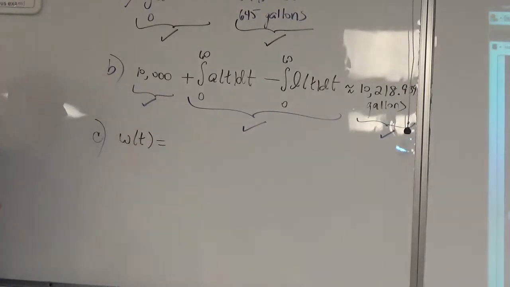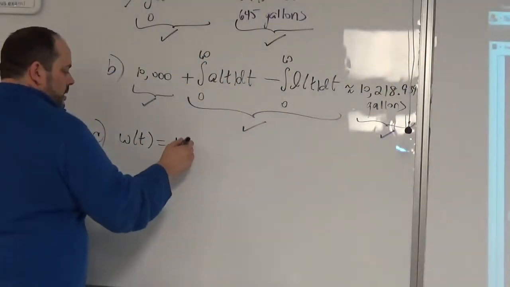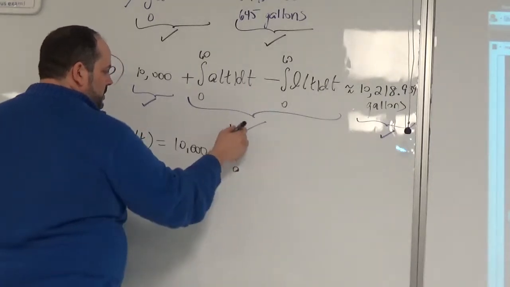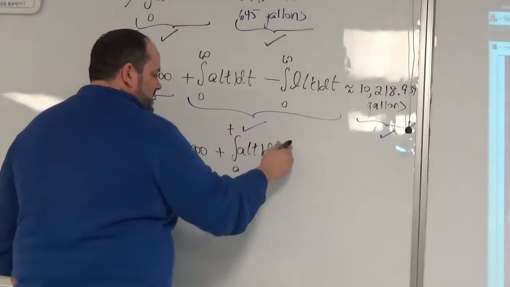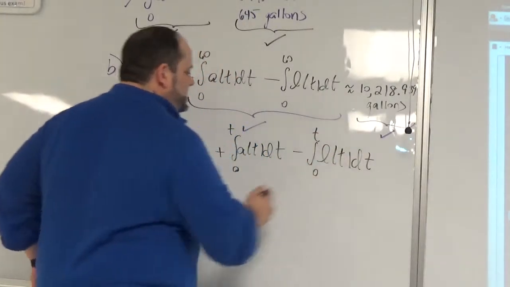All right, part C. I want an equation W of t. This has to work for all values of time, for example, like what you did with 60. If we can come up with an equation that works all the time, then we get to use this in some pretty clever ways. So it's going to be 10,000 plus the integral from 0 to t of A of t dt, minus the integral from 0 to t of L of t dt.